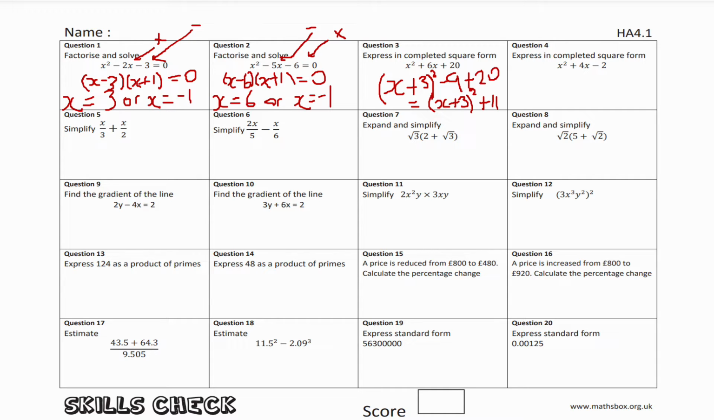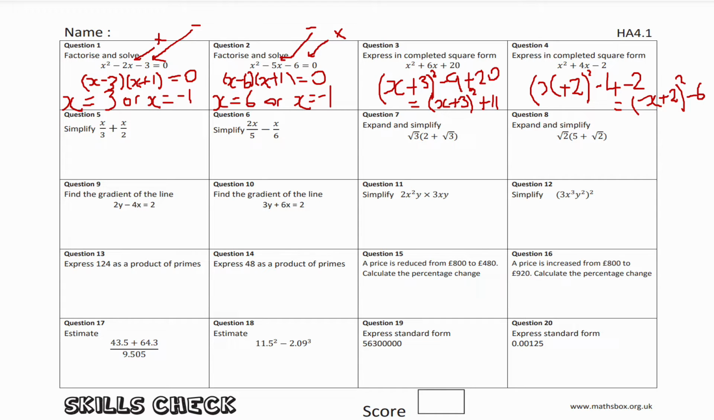This is question number 4. Expressing in completed square form x squared plus 4x minus 2. So again, it's x plus half of the coefficient of x, so half of 4, which is 2, all squared, subtract the square of 2, which is 4, minus 2. And then just tidying that up, guys, by simplifying it, I get x plus 2 all squared minus 6, and that is now in completed square form.